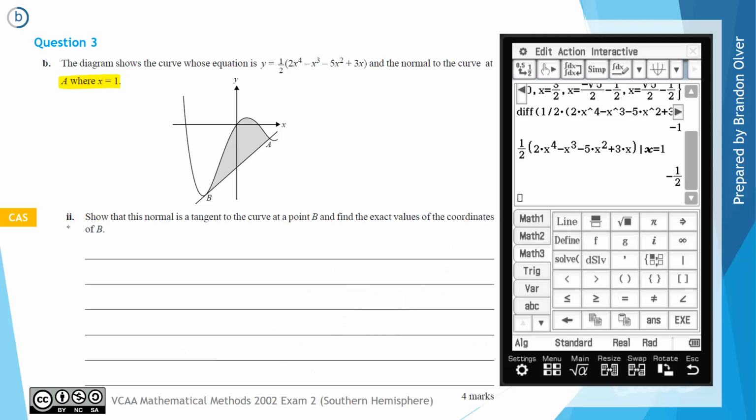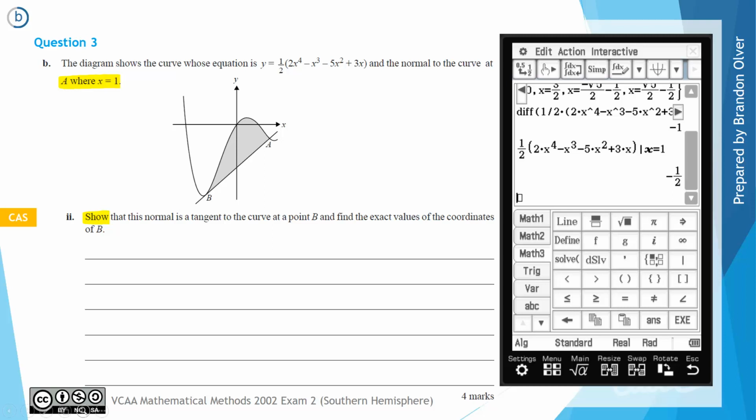So for part 2 of part B, we're asked to show that this normal, the normal we just calculated, is in fact a tangent to the curve at a point B, and find the exact values of the coordinates of B. And we can see that once again it's a show that question, so we've got to show that that's the case. And for 4 marks, we've probably got to give a reasonable amount of working to answer this question fully.